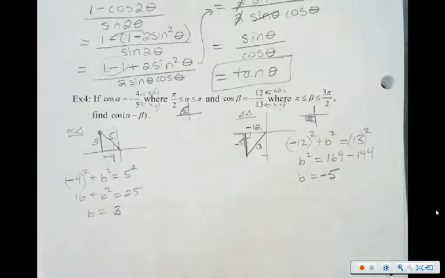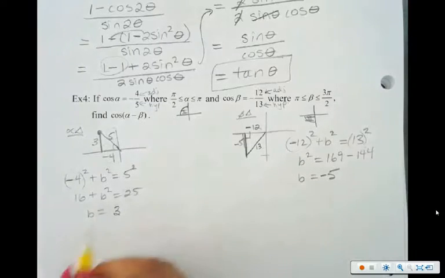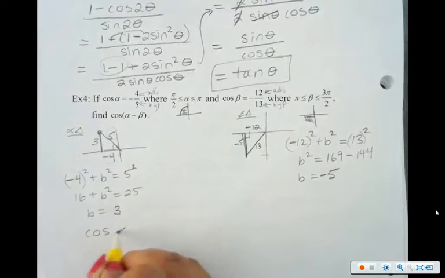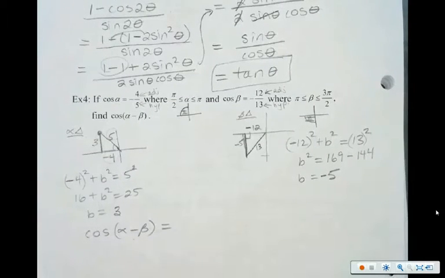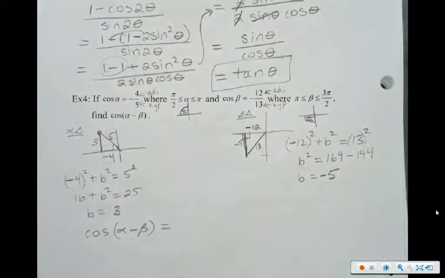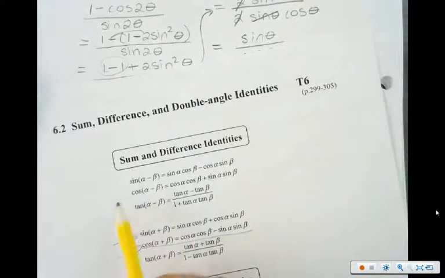Okay? All right. Now, I need to figure out what cos of alpha minus beta is. All right, so which identity does this give us? Look back on your sheet. Go back and find it. Where do we find it?